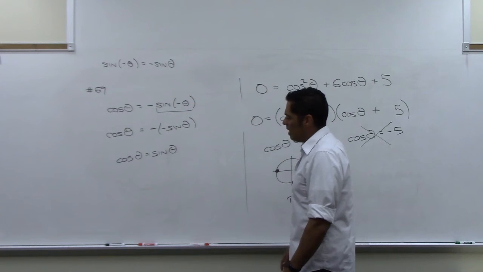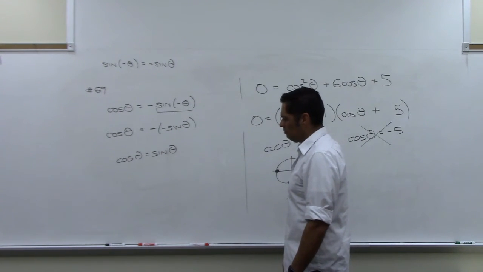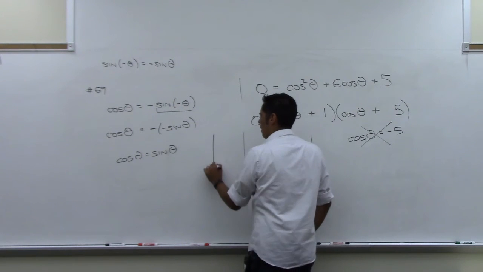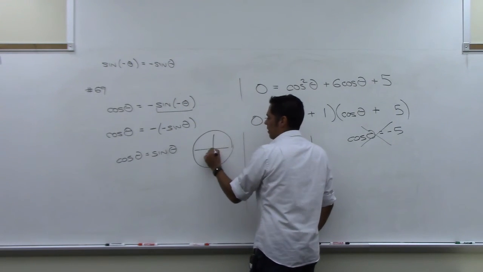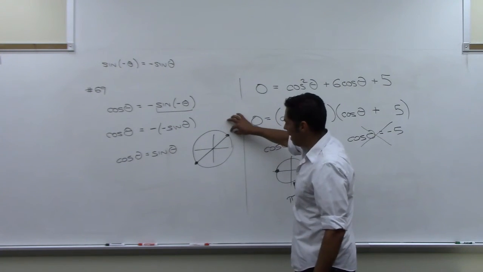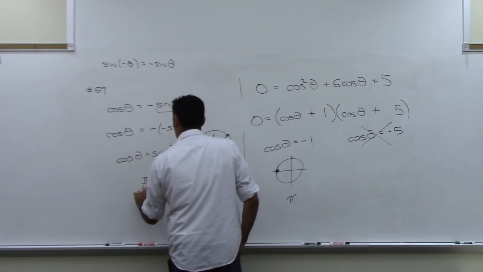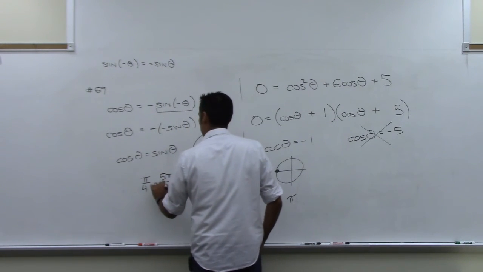Well, that means where is the x-coordinate on the unit circle equal to the y-coordinate on the unit circle? Where are they the same thing? So that only happens here and here. That's where the x and y's match. This is where the x and y's match. So this is at pi over 4, 5 pi over 4.